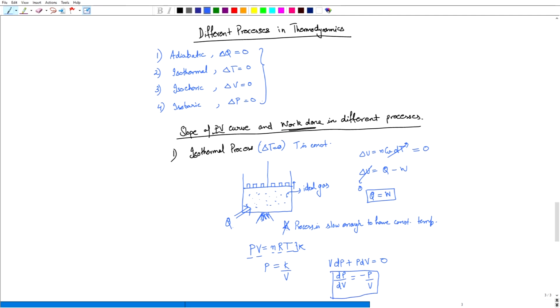From this you can plot the curve for the isothermal process, that is PV. The slope is negative, and so it will come to be like this. So dP by dV is nothing but minus P by V. The slope is this at constant temperature.